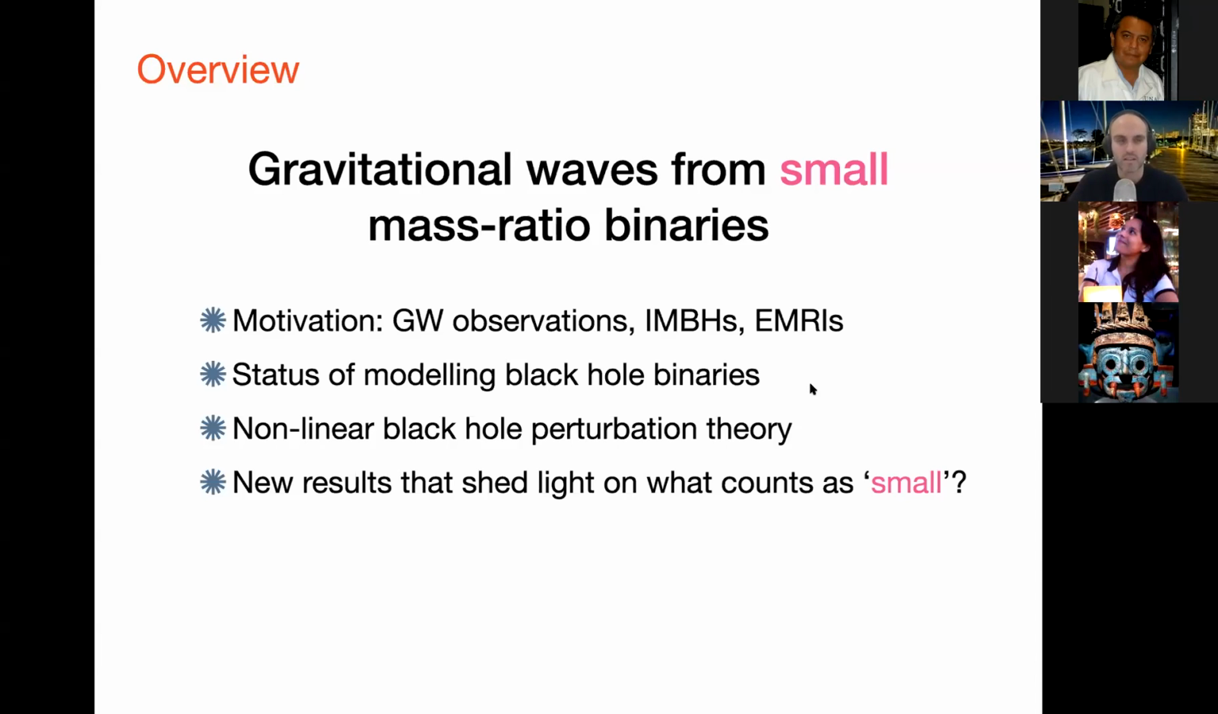And then for the latter, let's say about a third of the talk, I'll talk about some new results that we've recently produced by our group here in University College Dublin, as well as with collaborators at the University of Southampton. And that will then shed some light on, at least in terms of perturbation theory, what actually counts as small, i.e. how far can we push perturbation theory into modeling quite a wide range of mass ratios.